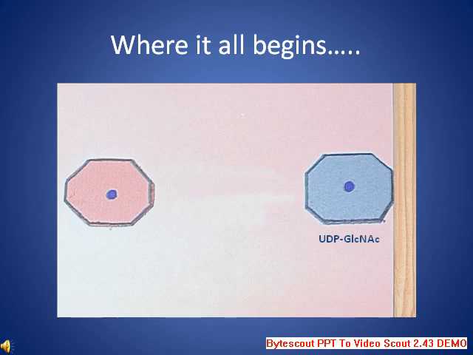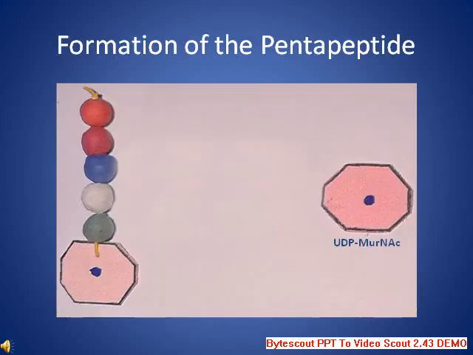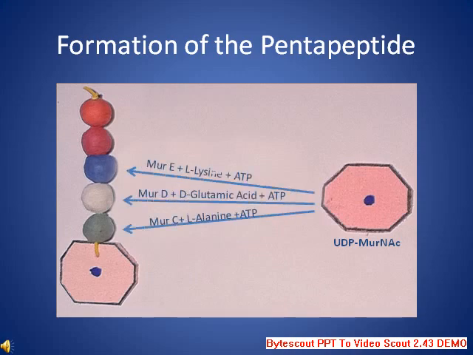UDP-GlcNAc. This is catalyzed by enolpyruvyl transferase MurA, followed by flavin-dependent reductase MurB. This forms uridine diphosphate N-acetylmuramic acid, or UDP-MurNAc. The UDP-MurNAc is then further catalyzed by the ATP-dependent ligases MurC, MurD, MurE, and MurF, which add L-alanine, D-glutamic acid, L-lysine, and a previously catalyzed D-alanine dipeptide.